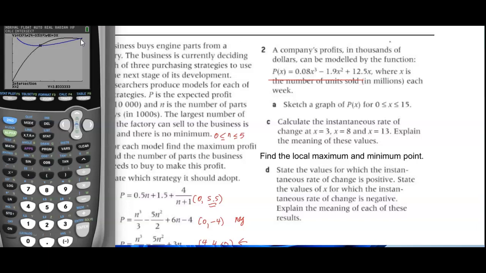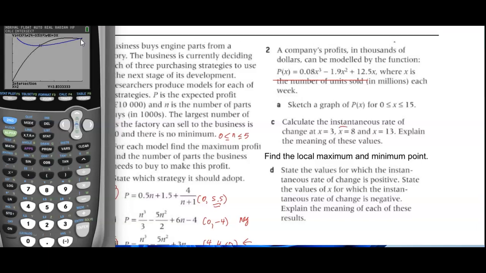Okay, so now they asked for instantaneous rate of change. What's instantaneous rate of change again? It's the derivative. Okay, so now we need to find the derivative function again. But the first thing we're going to do is we're going to sketch the graph of p of x for 0 to 15. Of course, we're going to use the calculator to help us do that.